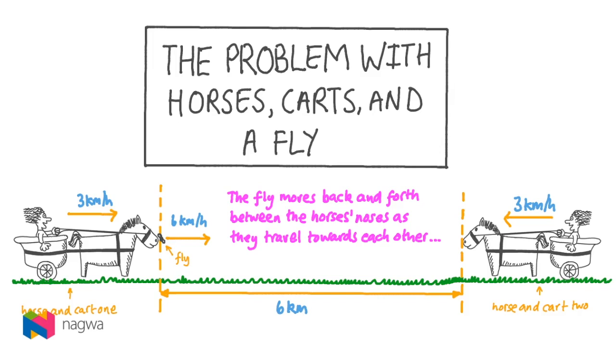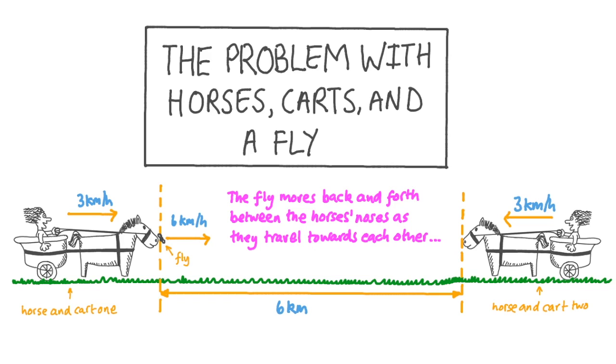A horse and cart sets off down a completely straight track at a speed of 3 kilometers an hour. At exactly the same time, 6 kilometers down the road, another horse and cart sets off, heading directly towards the first horse and cart, also at 3 kilometers an hour. It's a cart crash waiting to happen.